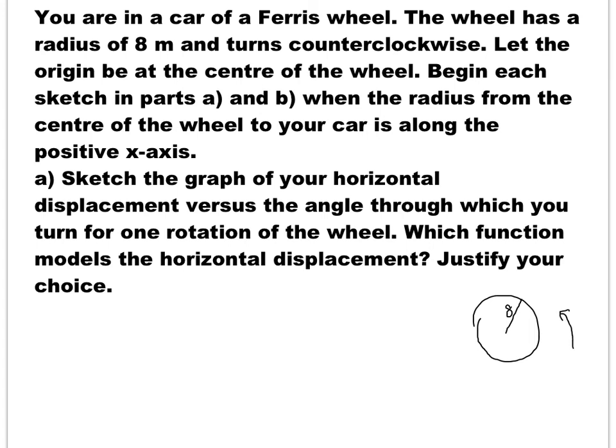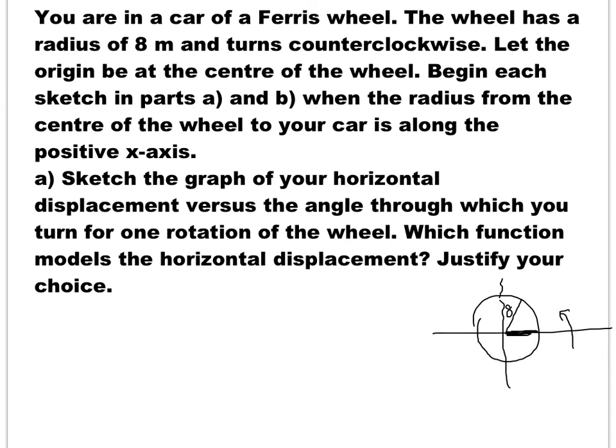We have to plot two different types of graphs, but in each one of them, we are supposed to assume the radius from the center of the wheel to your car is along the positive x-axis. So if this is our x and y coordinate system, the radius is right on the positive x-axis.